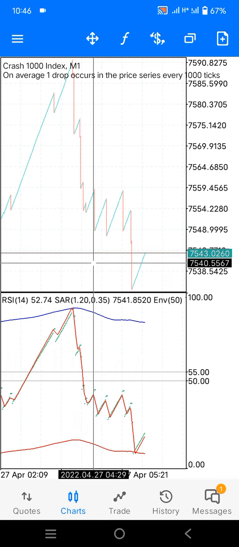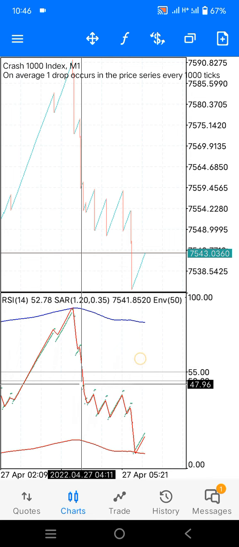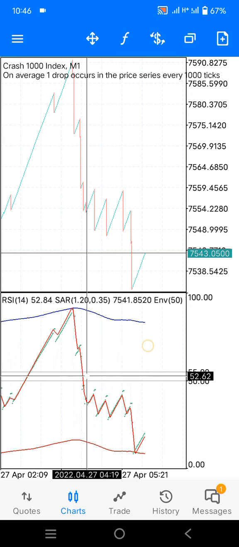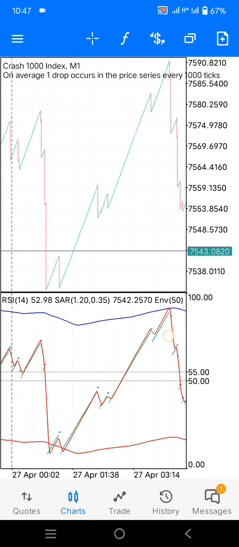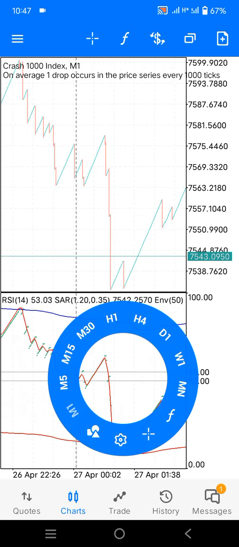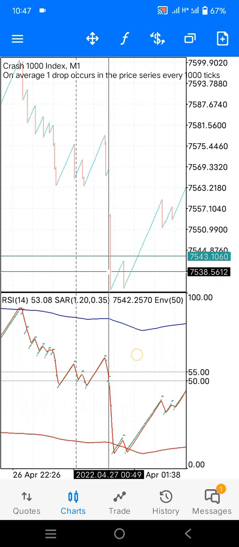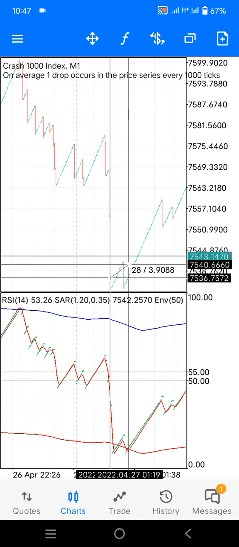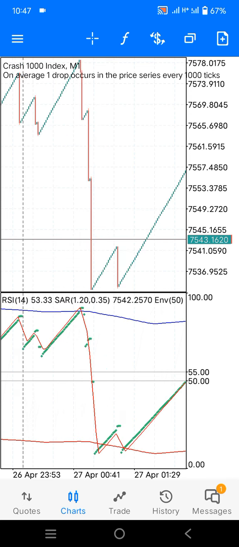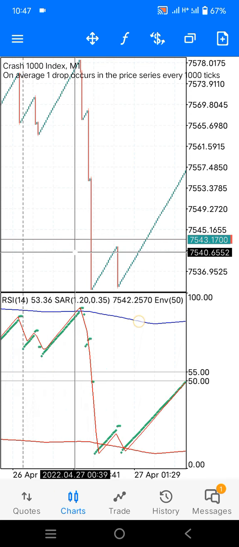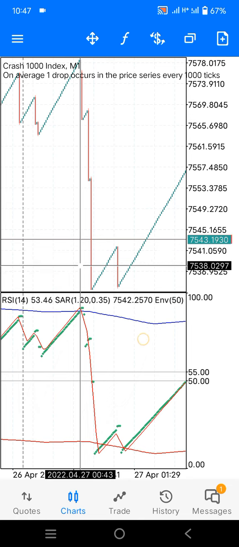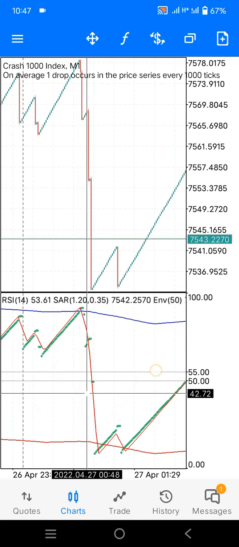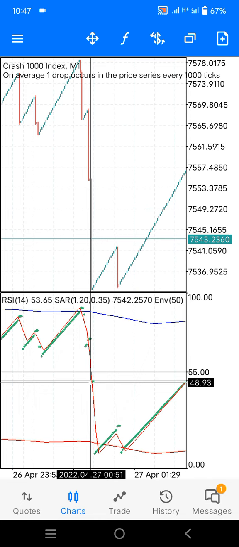Now look here, the market went down, a spike, but there is no Parabolic SAR dot. Leave it. Look here, the market is coming down, and here is your signal. The first spike, and here is the second spike. Look here, the Parabolic SAR is down from this level, so 48.93, so there is no signal.